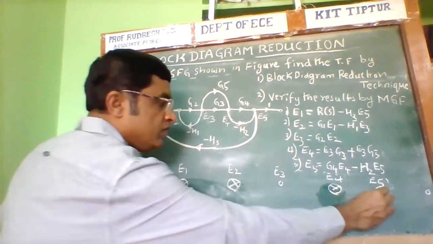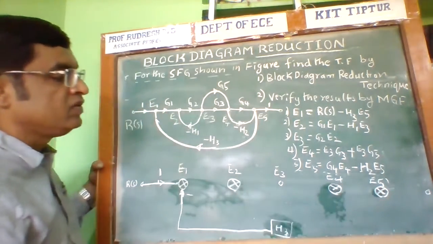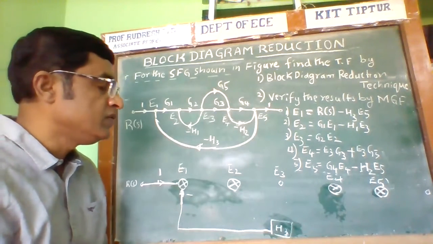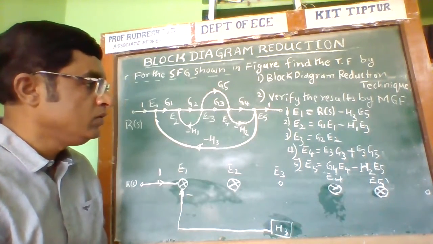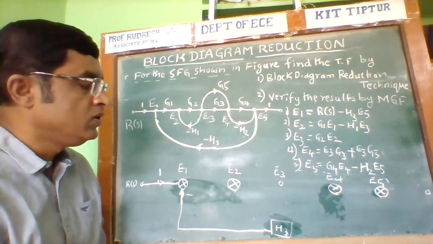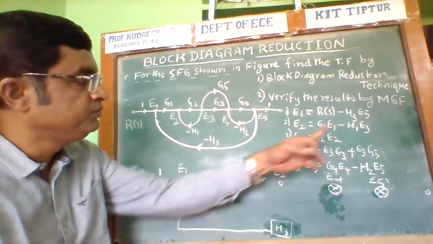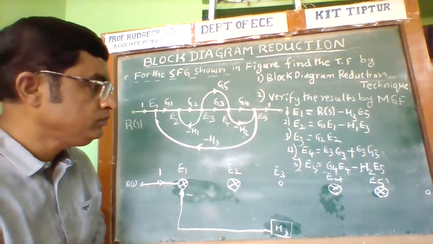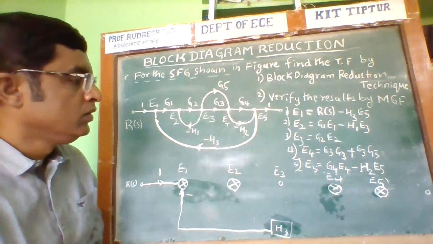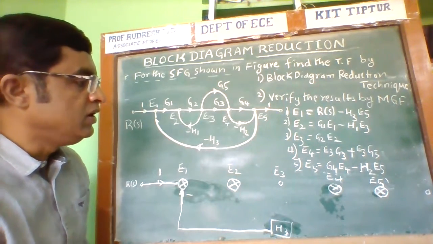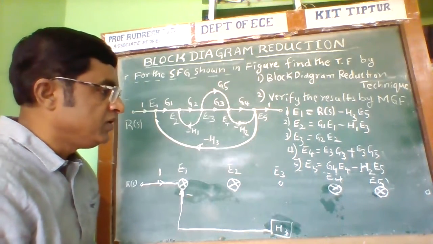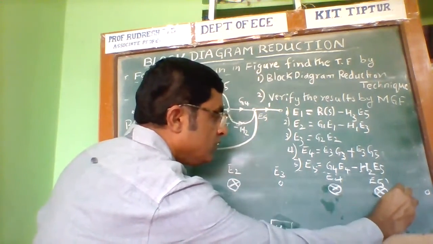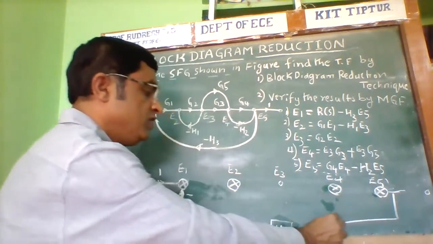Similarly, now this is the signal from the node E5. This is the signal from the node E5. Here we need one signal from the node. Now this is the signal from the node E5.